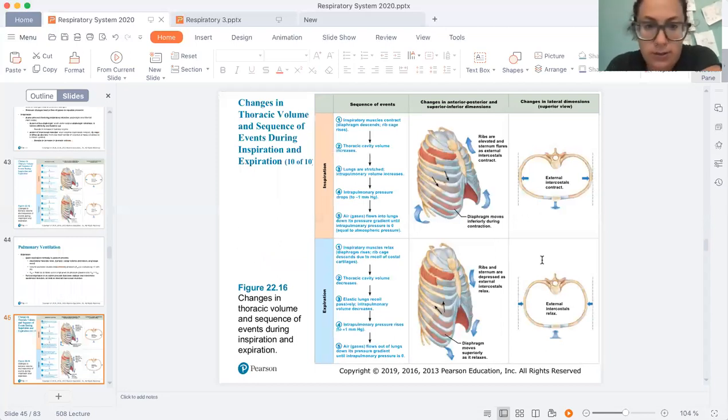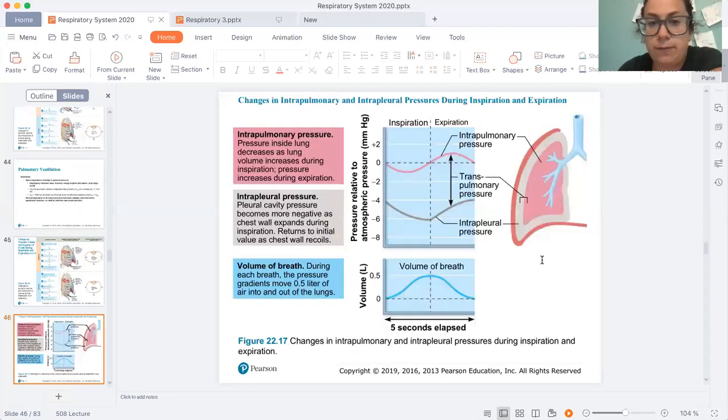Okay, so this is just taking a look again at what we discussed before. Same slide. This is a great slide to look at to really understand.